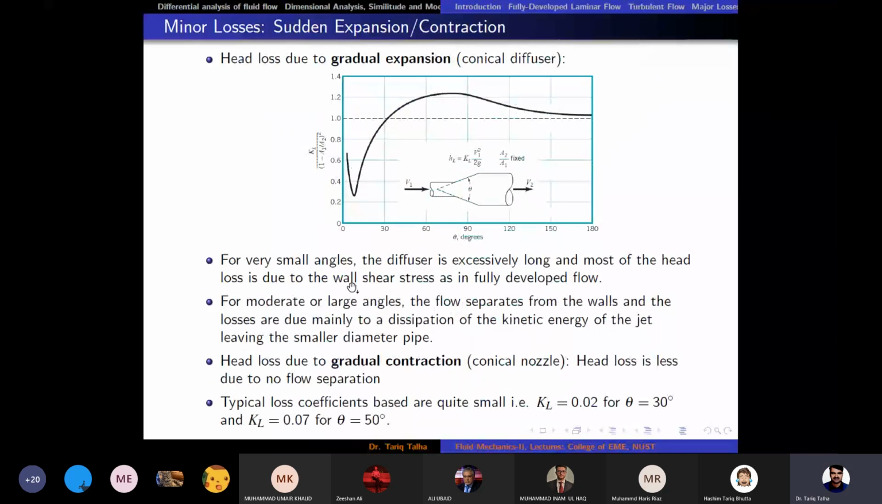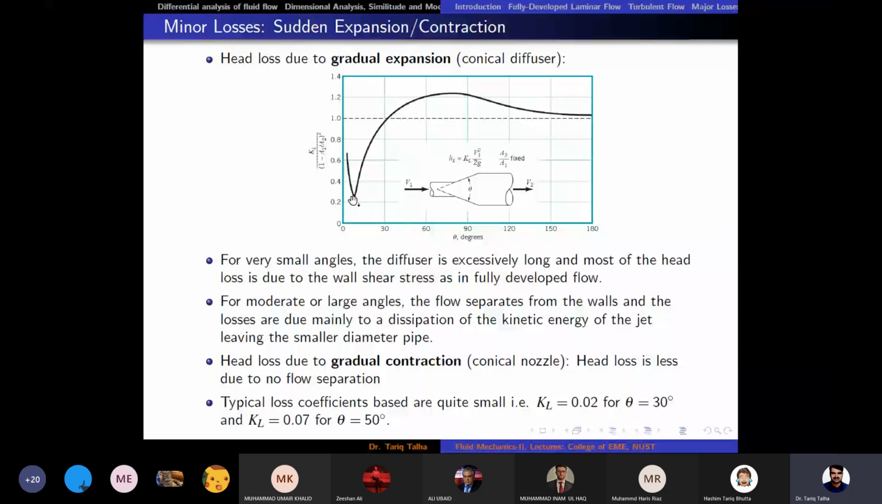So then KL upon this ratio becomes more than 1, because for moderate and large angles, the flow separates from the wall. So flow would separate from the wall, and losses are mainly due to dissipation of kinetic energy of the jet, and that is the reason we have got higher losses in this region when the theta value is more. But when the theta value is less, we can have minor losses, very negligible losses, like minimum losses.